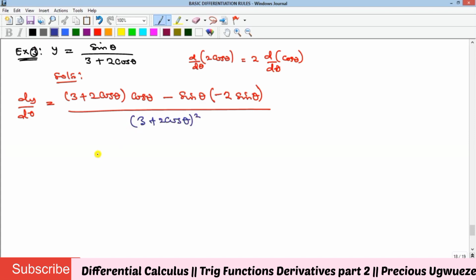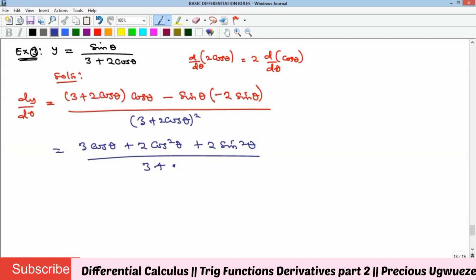And so that's going to give us, when we open the bracket, 3 cos theta. This will multiply this to give us 2 cos squared theta, and we come over here. This multiplied by this will also give us plus 2 sine squared theta. This is all over 3 plus 2 cos theta all squared. Alright, so at this point, what can we do? We factorize 2 out here, and if we do that, we are going to have 3 cos theta. Now if we bring out 2 here, we are going to have cos squared theta plus sine squared theta. Why are we doing that? Because we know this is equal to 1, all over 3 plus 2 cos theta all squared.